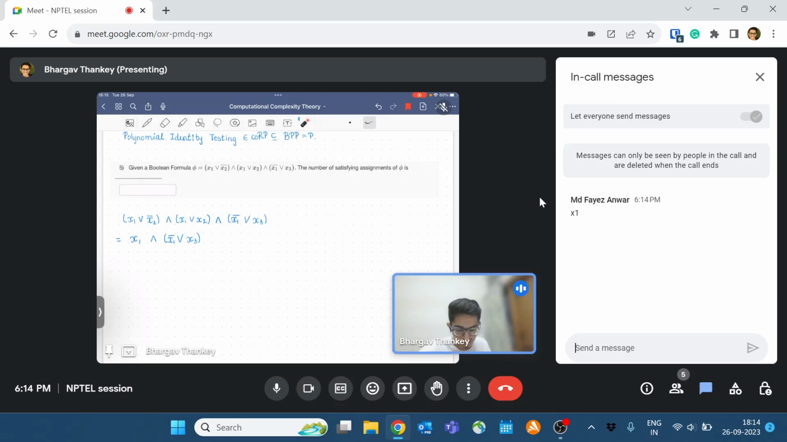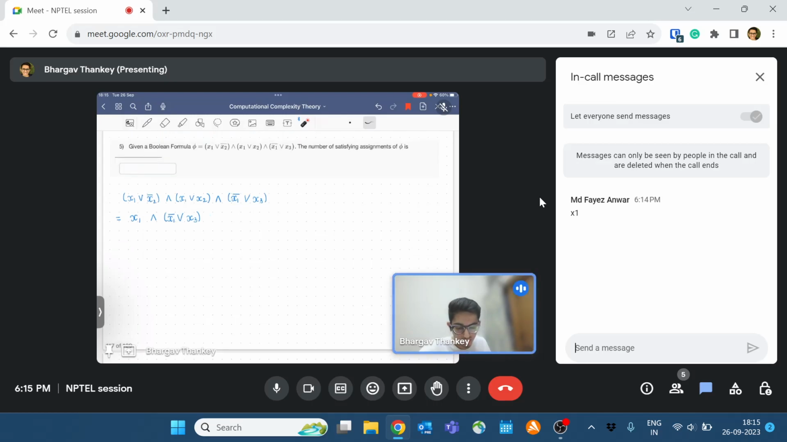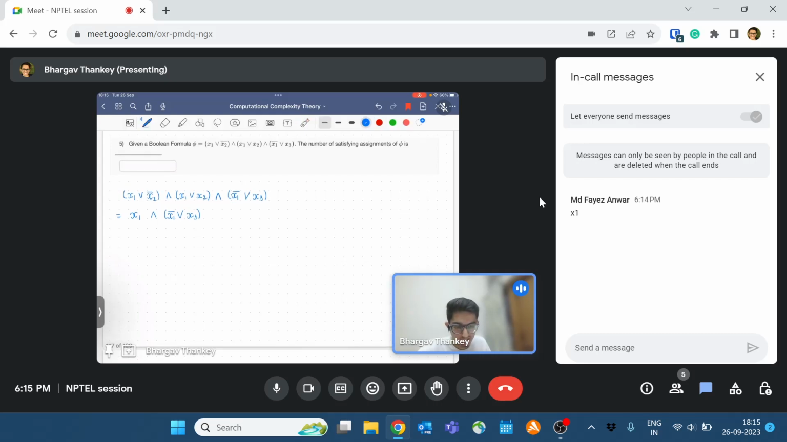Another way of seeing it is like this: this is x1 or x2, and x1 or x2 complement, and x1 or x2, right? Yes, that is also true. So from this you can take x1 common. Then you would get x1 or (x2 and x2 complement). But x2 and x2 complement is 1. So we get this. And now it's easy to find out the number of satisfying assignments, right?